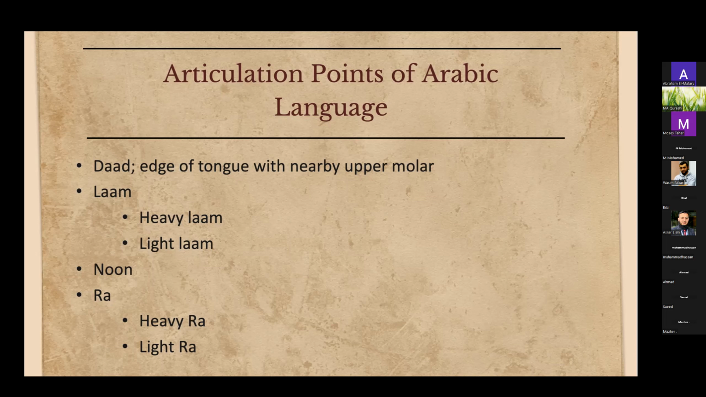Okay. The articulation point of ta, dal, and ta: the tip of the tongue with the root of the top two incisors, from where we can read ta, ta, and dal.